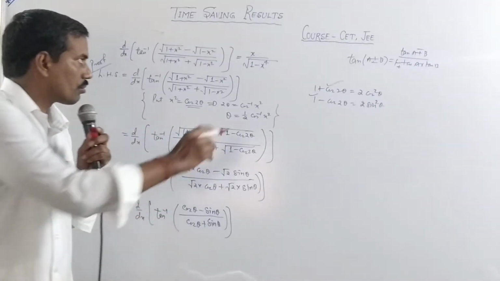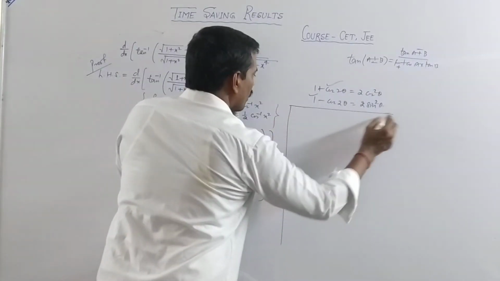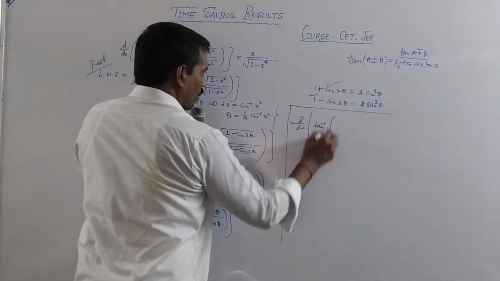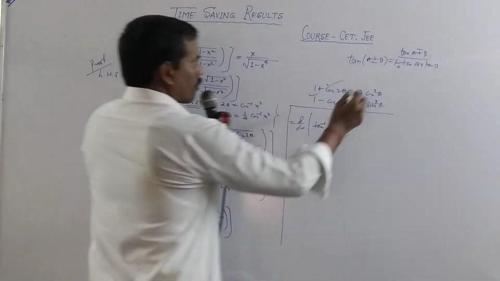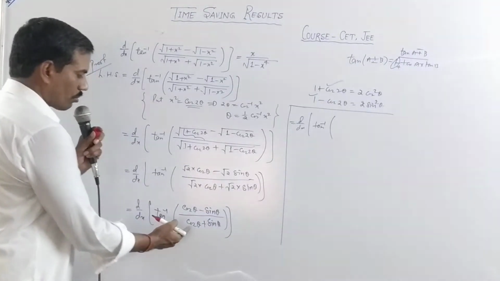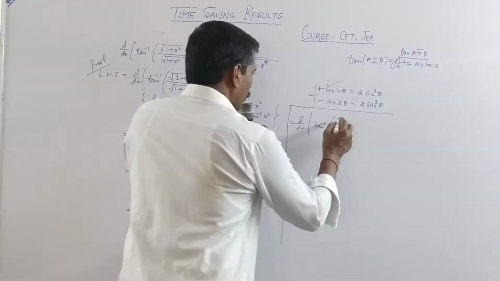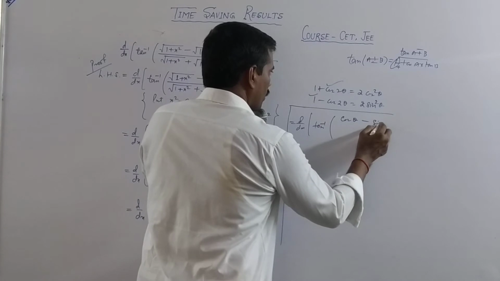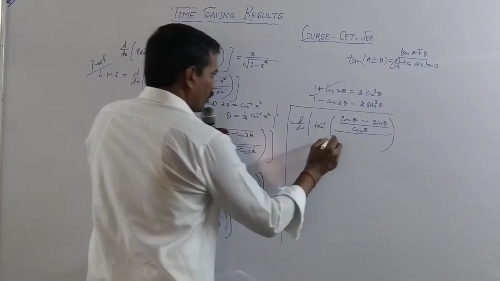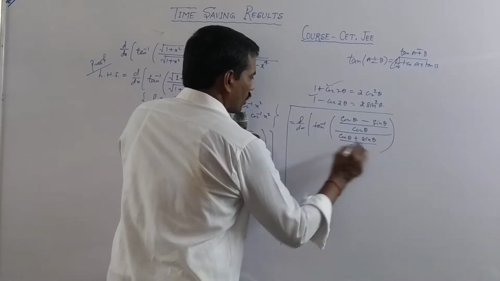Okay, so we have to apply that result for this: d by dx of tan inverse of, the first term in this formula is 1. First term should be 1. So for that we have to divide by cos theta in numerator and denominator. We get cos theta minus sin theta, whole divided by cos theta, and in denominator cos theta plus sin theta divided by cos theta.